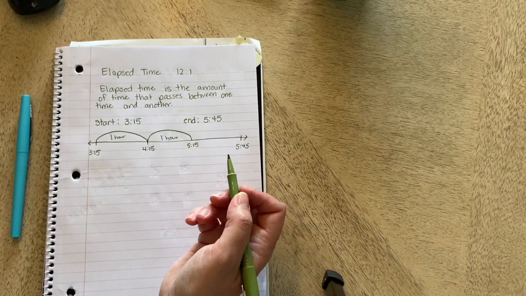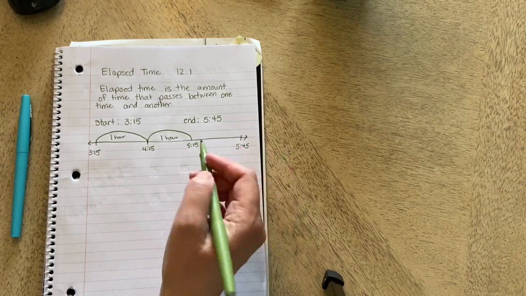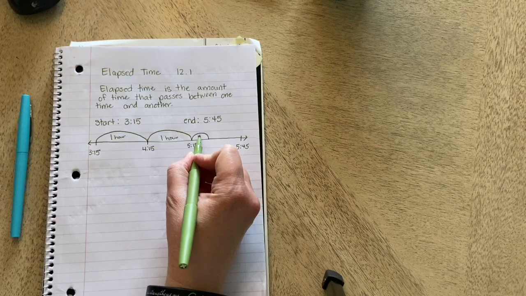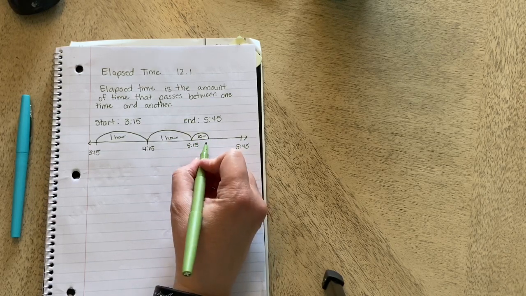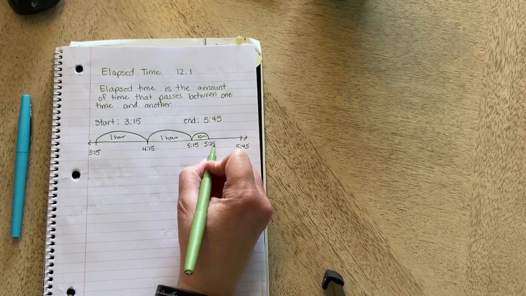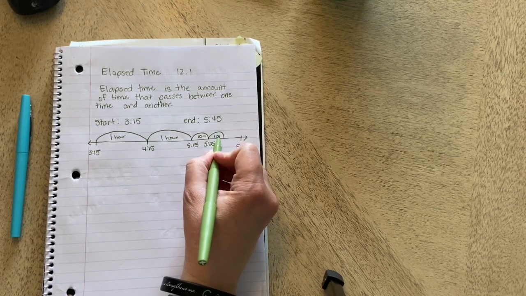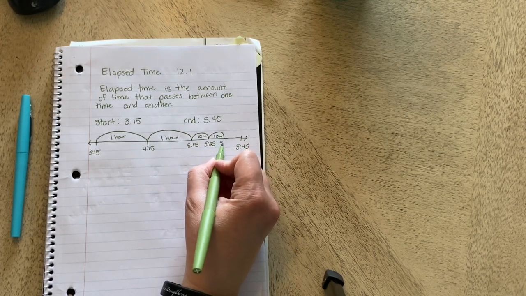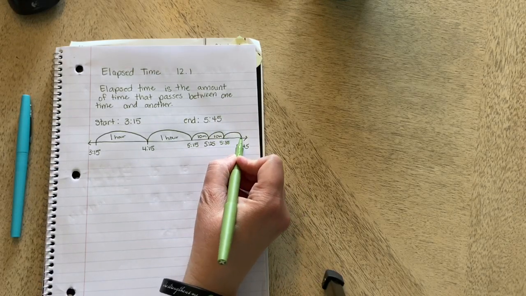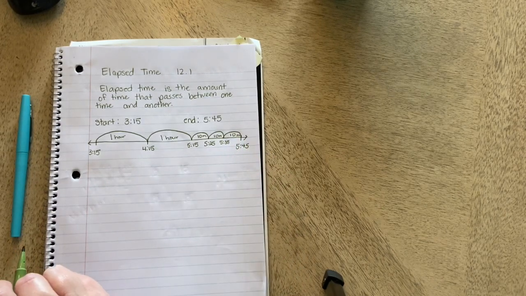And then I need to get from 5:15 to 5:45. I can do that different ways. I think in this case, the easiest way is to count by tens. So 5:15 plus 10 minutes is 5:25. 5:25 plus 10 minutes is 5:35. And 5:35 plus 10 minutes takes us to 5:45.